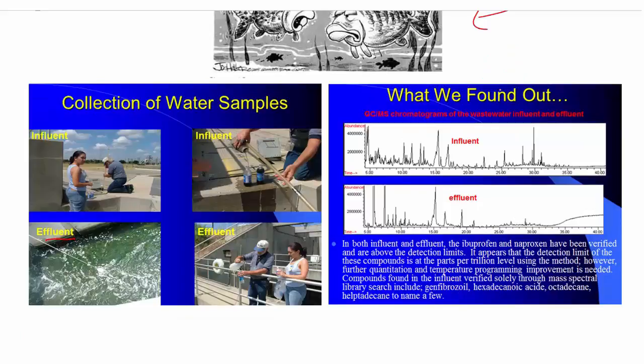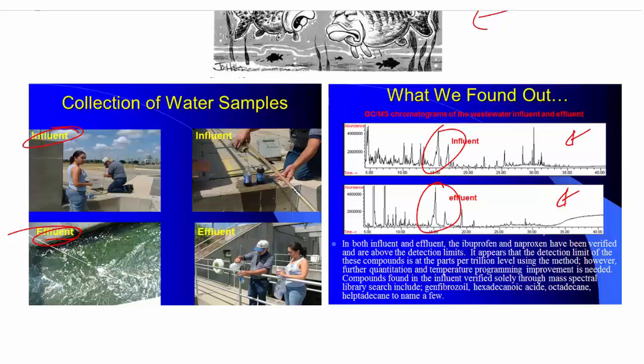We did a research project where we tested the influent, the incoming water to our San Antonio sewage treatment plant, and the effluent, the water outgoing of our sewage treatment plant. And here are the chemicals that we found. These are chromatograms, and notice how they look very similar, especially these two peaks. The effluent is cleaned up a little bit, but there are still a lot of compounds in there.